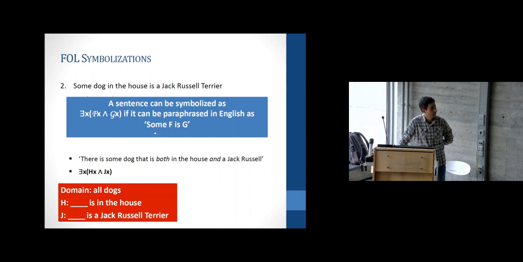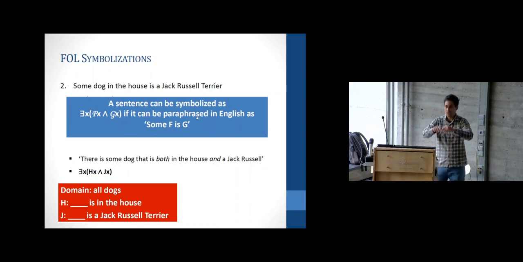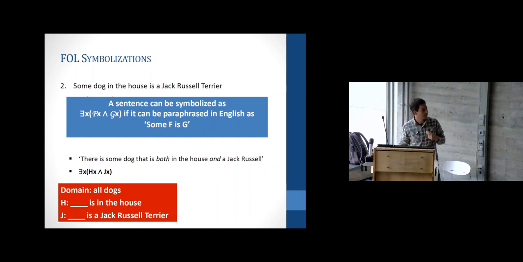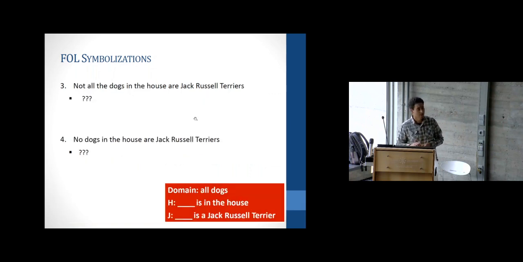Okay? We're covering, of course, English has infinitely many sentence patterns, but we cover ones that are kind of common. So for all x, F is a G, or some F is a G. Now we add negation to the story and it gets complicated. Not all the dogs in the house are Jack Russell Terriers. I'm negating something. What am I negating? If you want to remove the negation from the sentence, how would it look? How would you say it in English if you remove the negation?